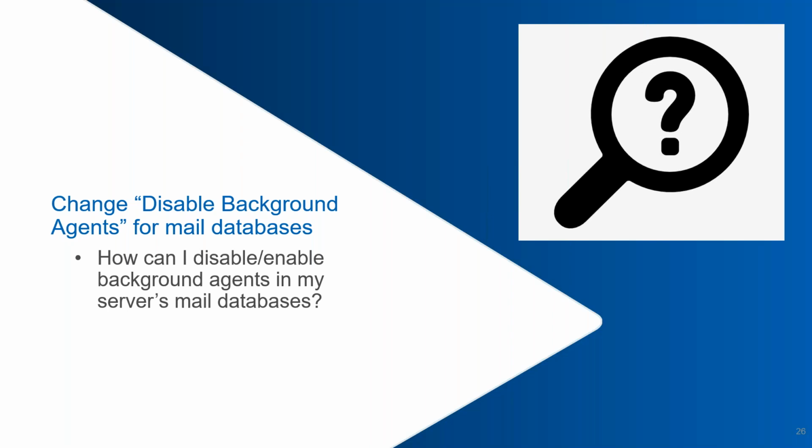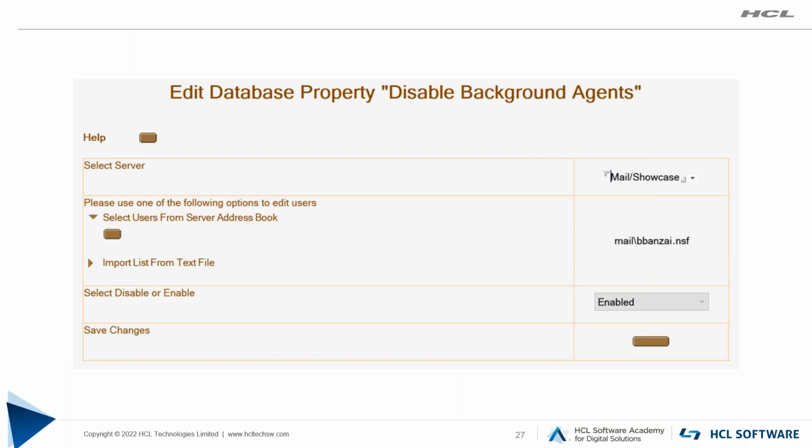So to avoid problems and potential rogue activity in your environment, you can say, for all my mail files, I want to disable background agents. There is a utility here called edit database property, disable background agents. Again, it would probably be advantageous to get a list of all of your mail files and specify it here. Then you can say whether you want to enable or disable it, and in this case, I want to disable them.